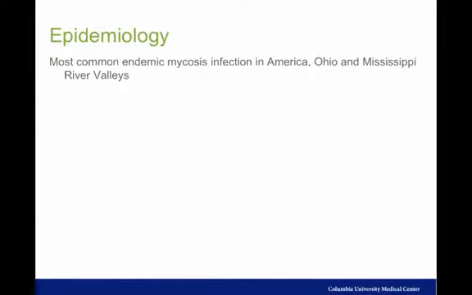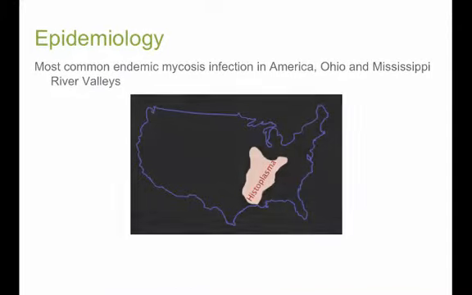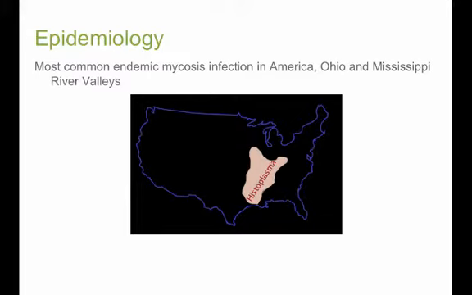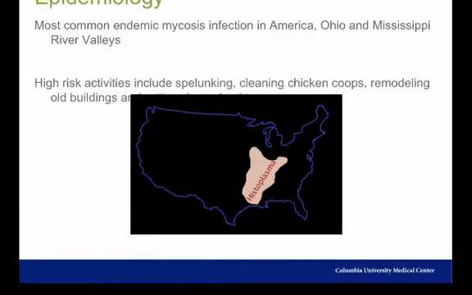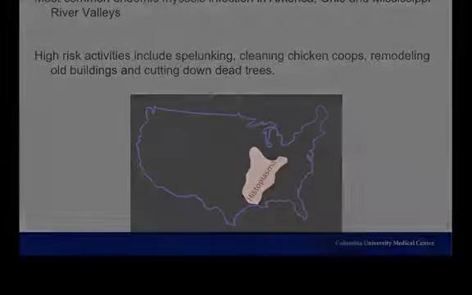Histoplasmosis is the most prevalent endemic mycosis infection in the Americas. Histoplasma mostly occurs in the Ohio and Mississippi River valleys. There's a high risk of exposure for individuals that participate in activities such as spelunking, cleaning chicken coops, remodeling old buildings, or cutting down dead trees.